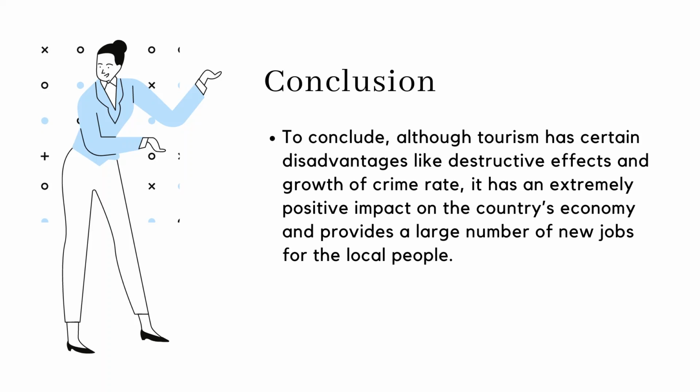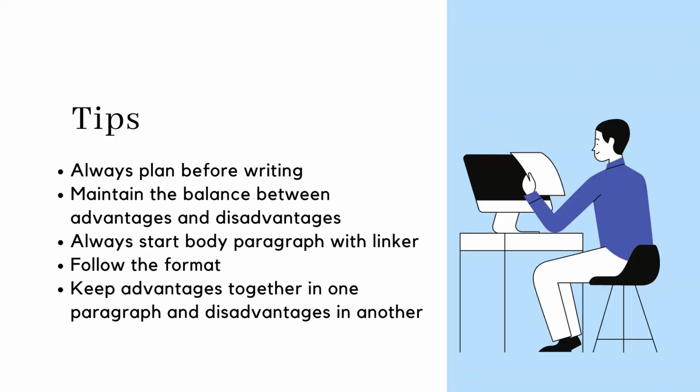Now let us see several tips to improve your performance in this type of essay. Always plan before writing. Then maintain the balance between advantages and disadvantages. That means write the equal amount of points for both advantages and disadvantages in both the body paragraphs. Then always start a body paragraph with a linker. Follow the format. And finally, keep advantages together in one paragraph and disadvantages in another.